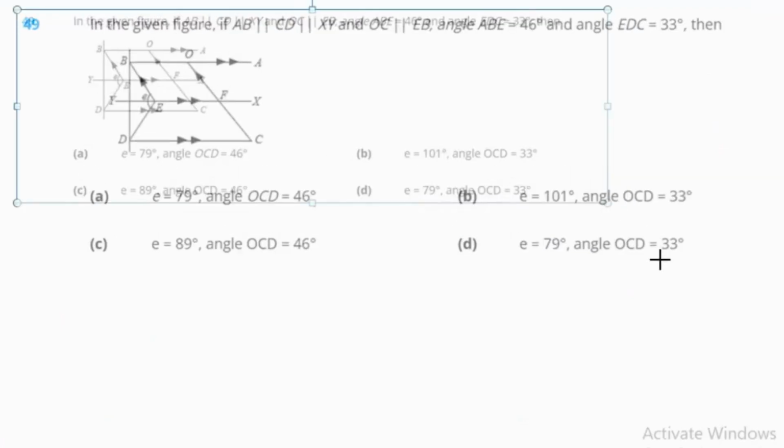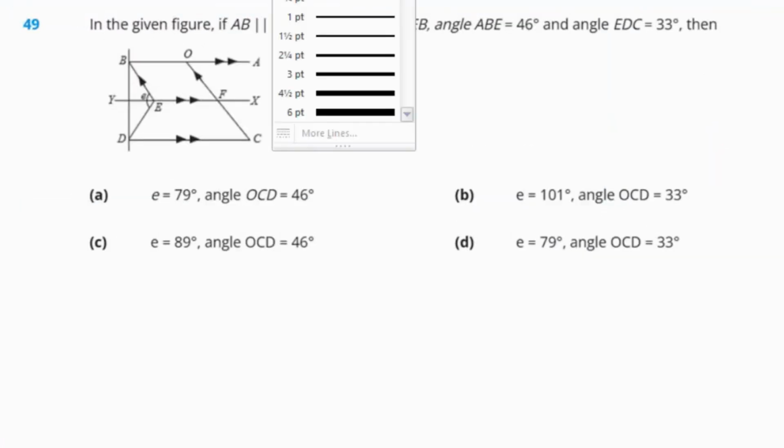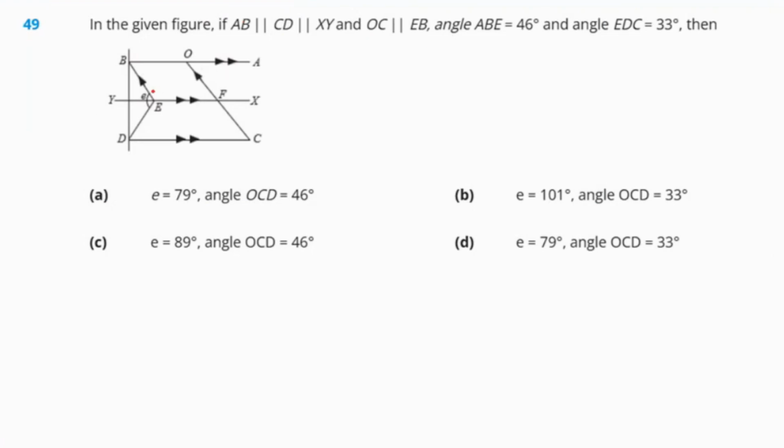Next is, in the given figure, AB is parallel to CD, and that is parallel to XY, and OC is parallel to EB. Now angle ABE is 46 degrees and angle EDC is 33 degrees. Then out of the given options, we need to figure out the value of E. So what would be the value of E? We are going to figure it out.